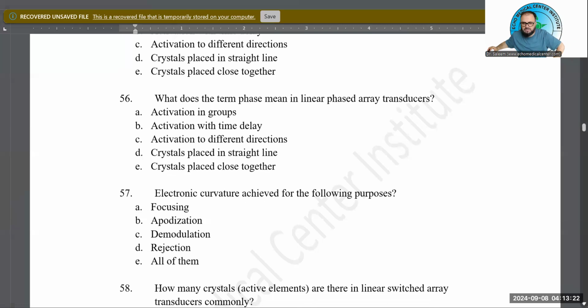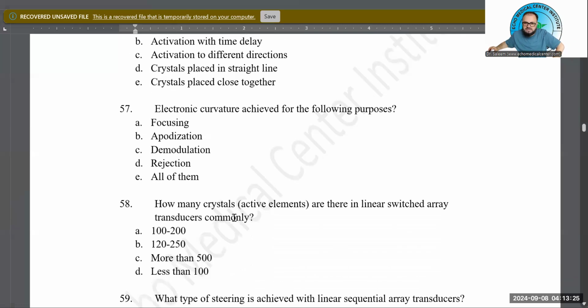Let's do the next one. How many crystals or active elements are there in a linear sequential array transducer, most commonly? It's a common question. Maybe there are fewer or more, but commonly, how many crystals or active elements are there in linear switched array transducers? Is it from 100 to 200? Is it 120 to 250 crystals? Is it more than 500 crystals? Or is it less than 100 crystals? What do you think? Which one is the correct answer?